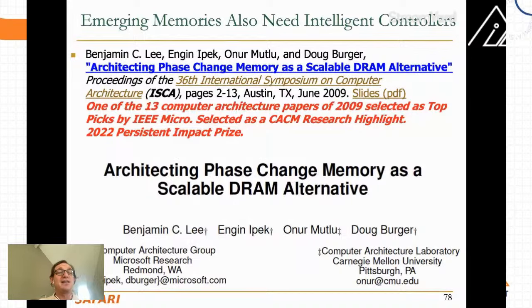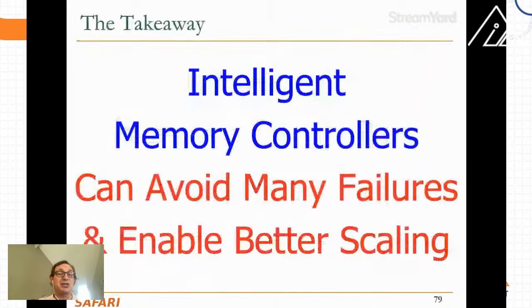Unfortunately, all of these memories have some issues. This is one paper that we wrote some number of years ago, where we showed that this technology, phase change memory at the time, has a lot of issues. So you actually need to build an intelligent controller around it so that you can actually solve some of those issues. So essentially, we have nowhere to escape. As we want to store more data in large-scale memories and storage, these memories and storage will not be easily reliable. So we need to design intelligent controllers that could fix some of these issues so that we can enable better scaling and avoid failures.